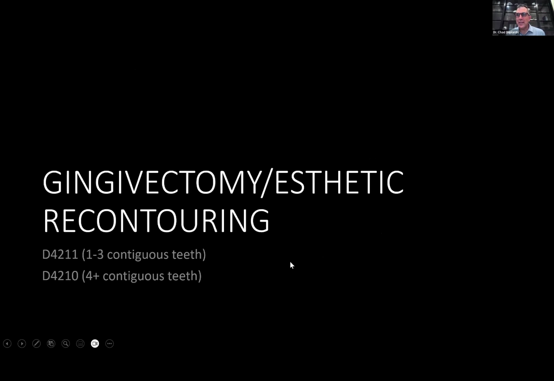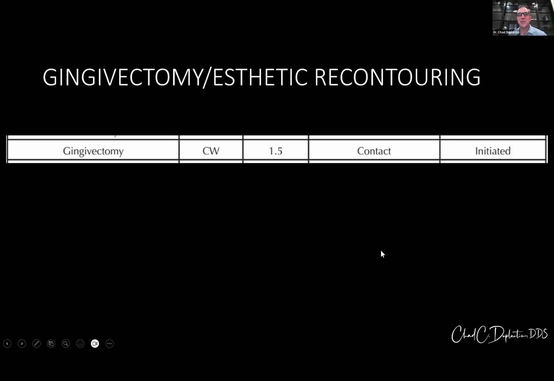So what I did on these procedures is I broke down the procedures that we utilize the laser for, and I broke down the ADA codes. So the first is for gingivectomy or aesthetic recontouring. D4211 is for 1 to 3 contiguous teeth. D4210 is for 4+ contiguous teeth. So let's take a look at a couple of these cases.